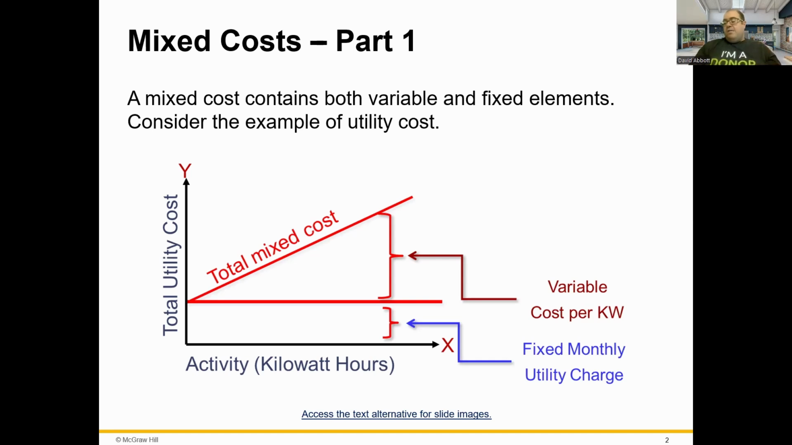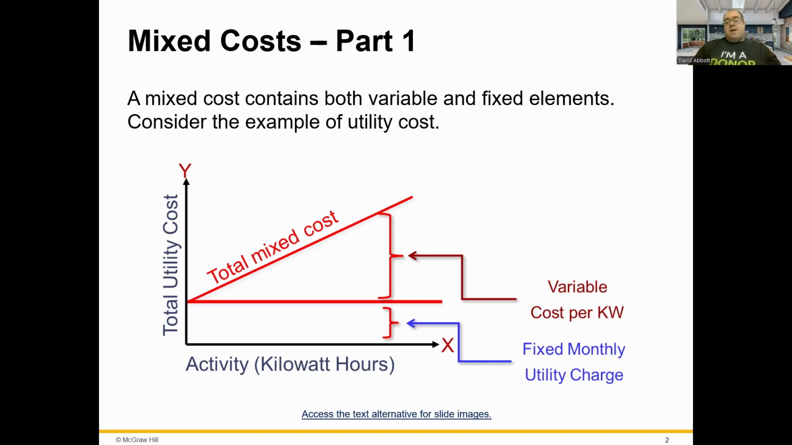So let's look at this. There's a fixed portion of a utility bill. That part is going to remain constant regardless of how much usage there is. If it's electricity, electricity is measured in kilowatt hours. If it's water, it's based on cubic feet of water. And so the fixed cost is the minimum cost that is incurred to have that service ready and available for use.